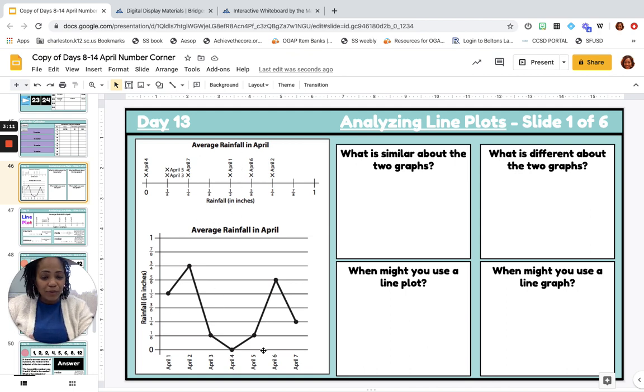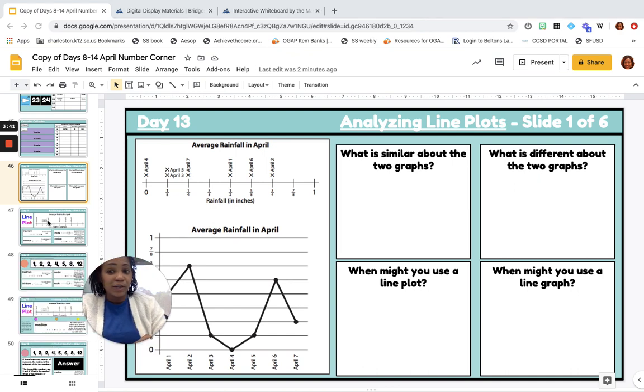So if I were to ask you what's similar about these two graphs, I'd hope you say they show the same information. But it's different because here we're looking at it as a number line to see how many days in April had 1/8 of an inch, 1/4 of an inch, 1/2 of an inch, 5/8, 3/4, and so on. And this one you can see, like we talked about, the rise and fall of rainfall, okay?